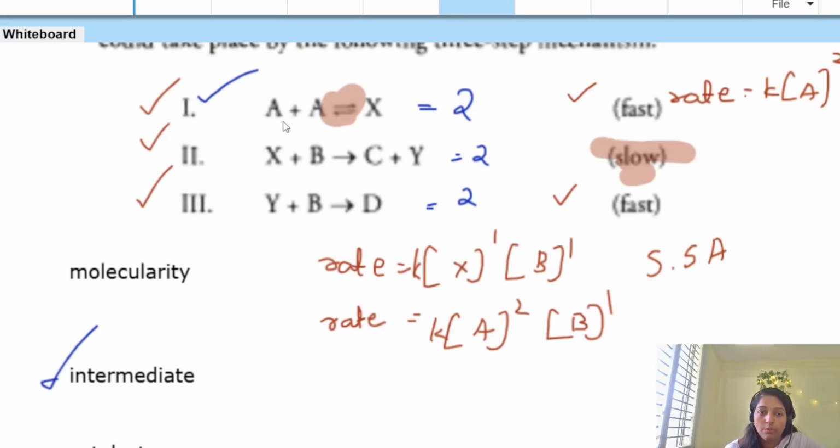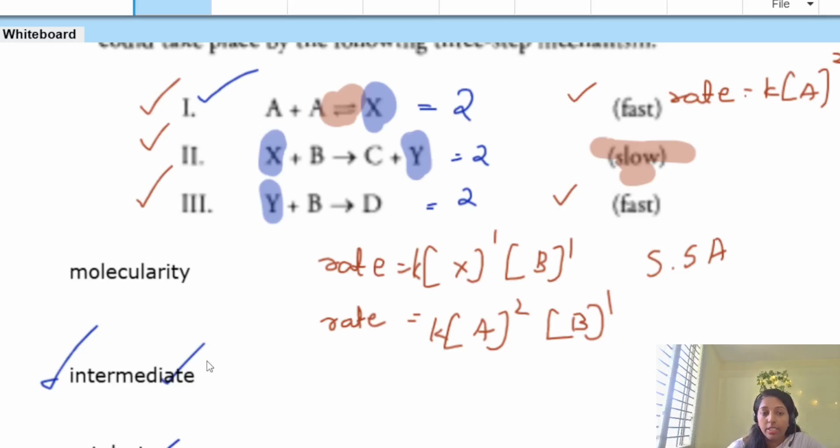See, if it's so, what's the intermediate here? A and B are reacting and forming X. Is X being consumed? Yeah, X is consumed here, so you can say X is an intermediate. Any other intermediate? Yes, Y is formed here and Y is consumed. So anything that is formed and consumed in the next step is what we call an intermediate.